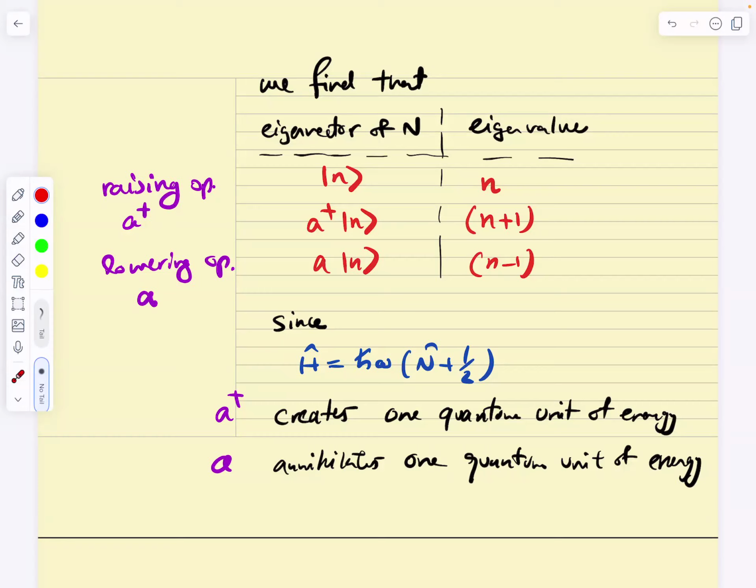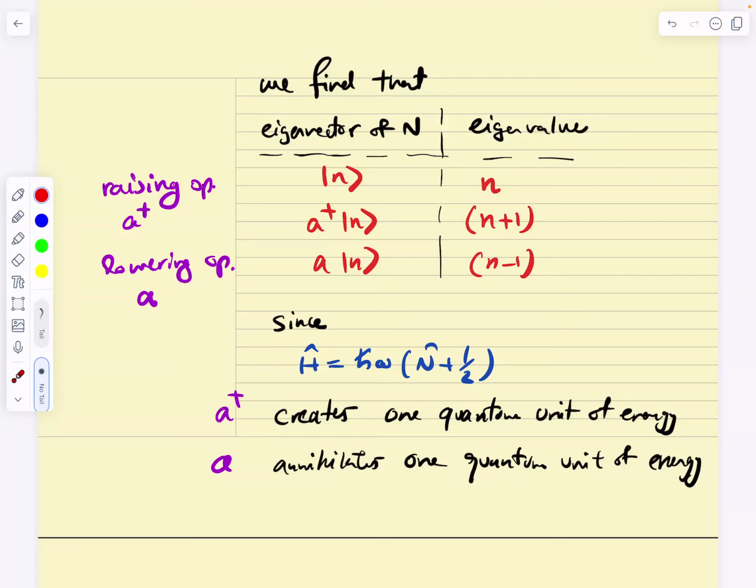I take out the unit of energy. Then what's outside of it would be a number. So I want to deal with the number. Hence, that's why I'm doing this. That number, I'm going to write as a dagger a plus half. And this a and a dagger are the operators I defined.